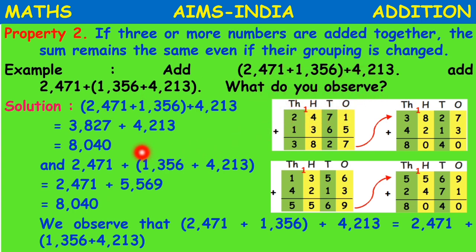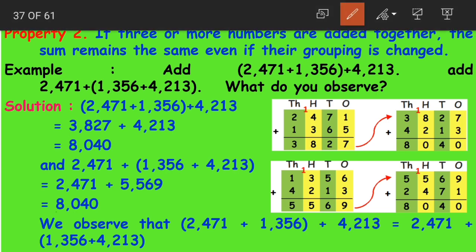What do you observe? We observe that no matter the groups are changed here, the answer we got is same. Yes, the answer we got for both the additions is same. What answer did we get? We got 8040 only in both the cases. So what can we say?